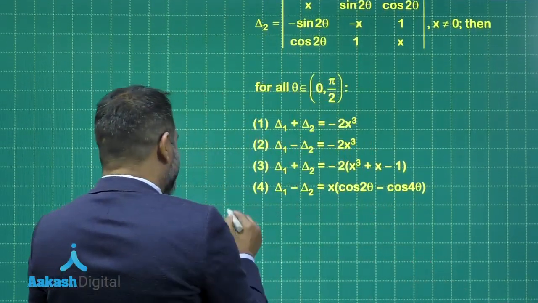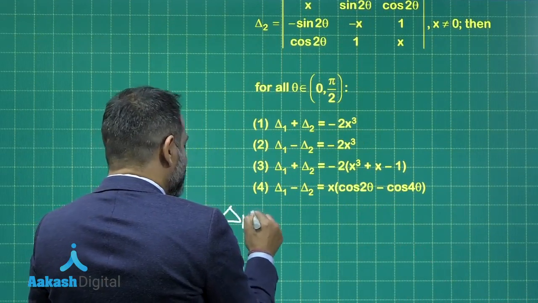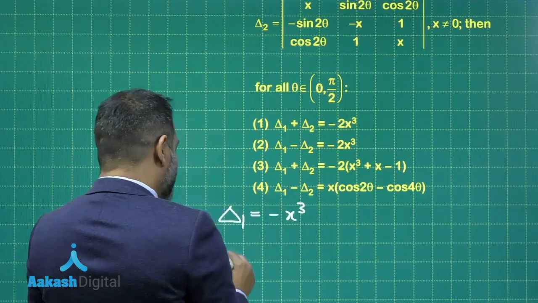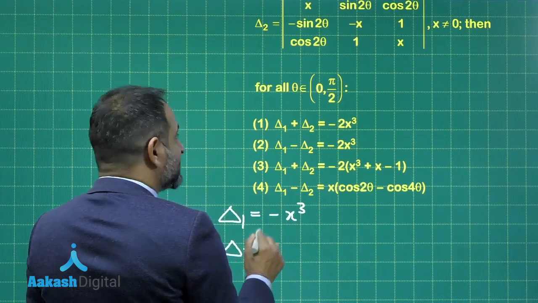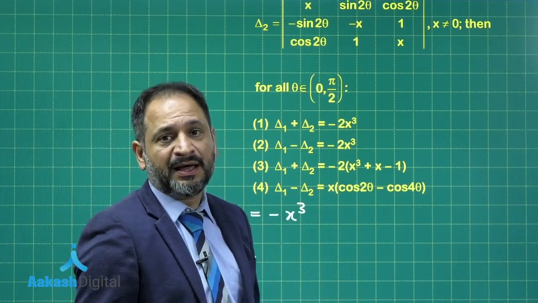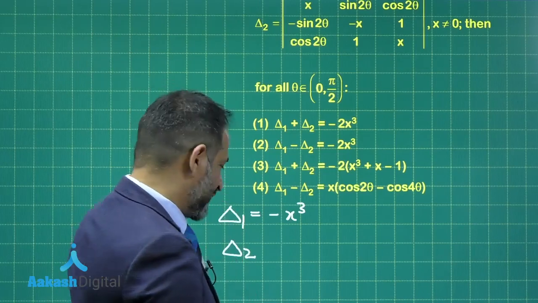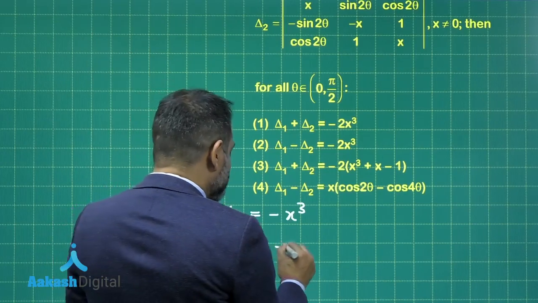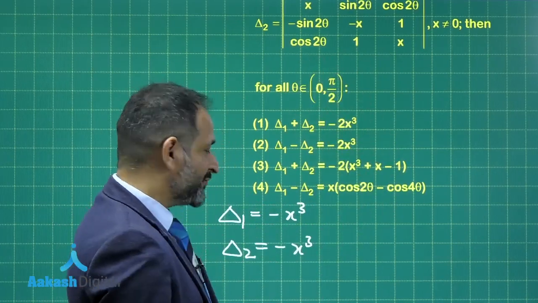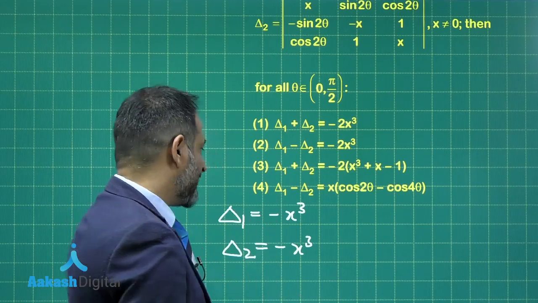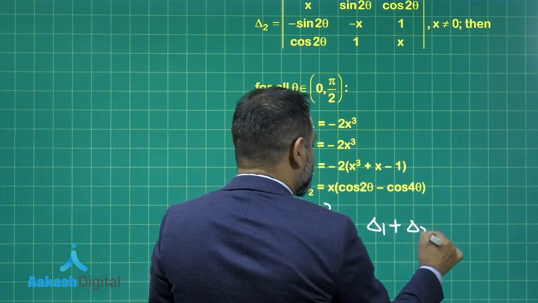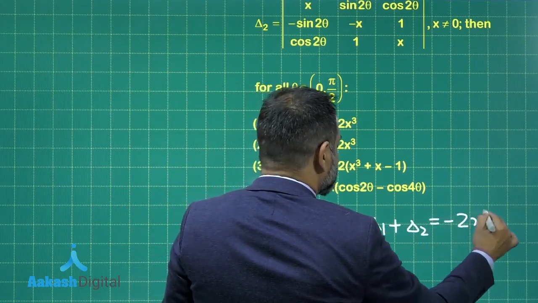So, simply expanding the first determinant, you will see the value will be equal to minus x cube, and again if you expand the second determinant, that too will be independent of theta, and that will again give you value minus x cube. So, simply by expanding both the determinants, you can notice the value will be independent of theta, and definitely the sum of delta 1 and delta 2 is equal to minus 2x cube.